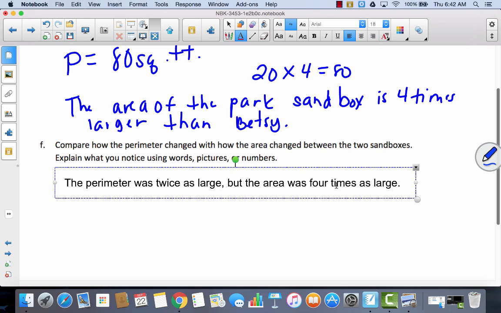because our diagram looked like 4 of Betsy's sandbox. When we doubled the length and we doubled the width, it made it look like there were 4 of her sandboxes. So that made the area 4 times as large. All right, so this was using the multiplicative comparison using area and perimeter formulas.